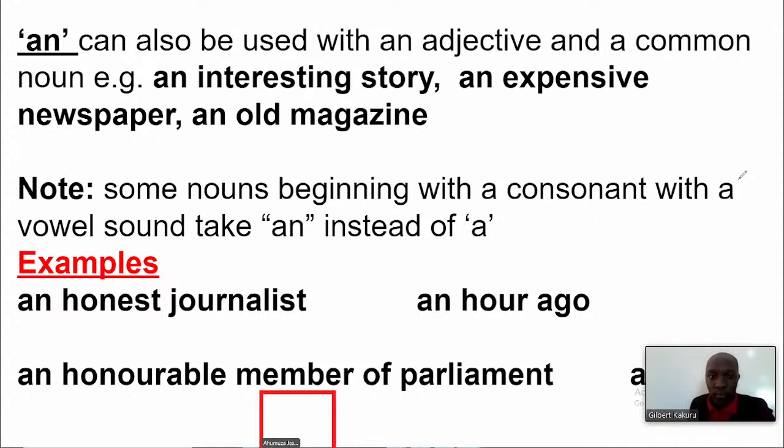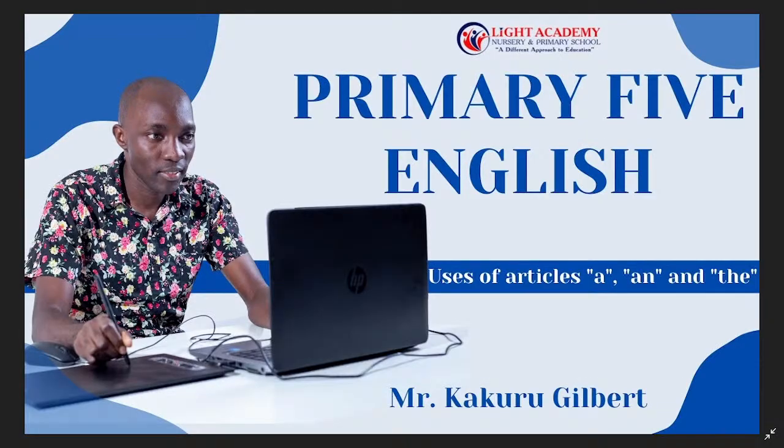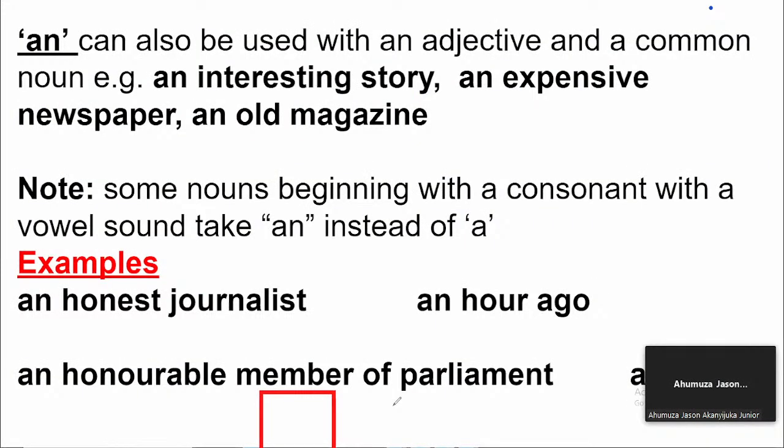And can also be used with an adjective and a common noun. For example, an interesting story, an expensive newspaper, an old magazine. Note, some nouns beginning with a consonant with a vowel sound take an instead of a. Examples: an honest journalist, an hour ago, an honorable member of parliament.